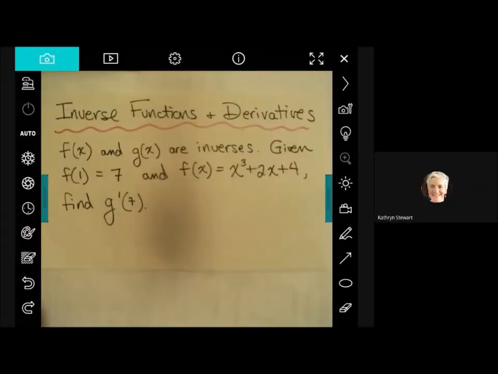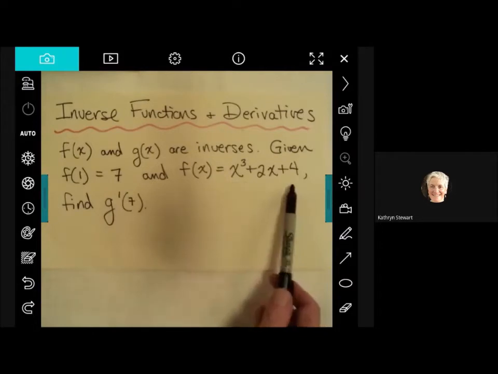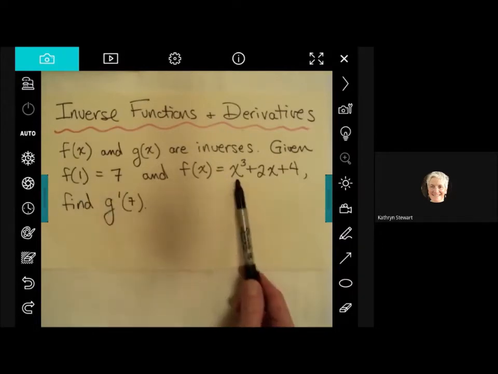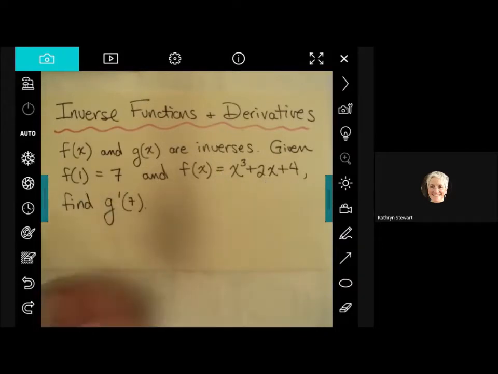Okay, so let's talk about finding the derivative of a function that is the inverse of another function. So f of x and g of x are inverses of each other. That's given. I'm giving you a specific point. F of 1 is 7, and here's f of x. Sure enough, when you plug in 1 cubed plus 2 times 1 plus 4, that gives you 7.